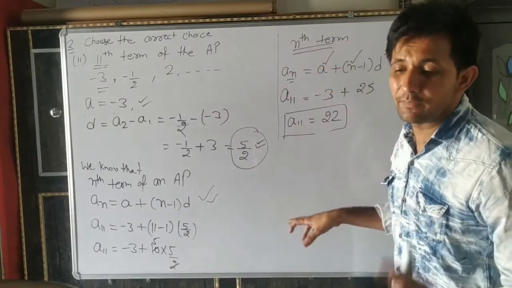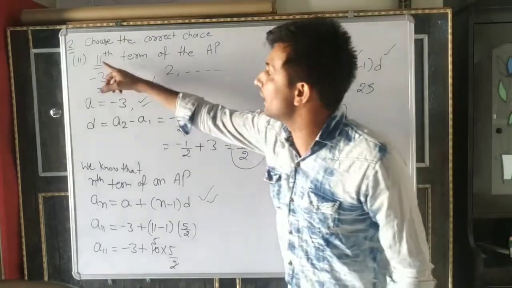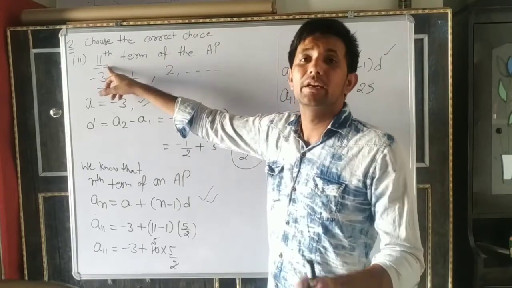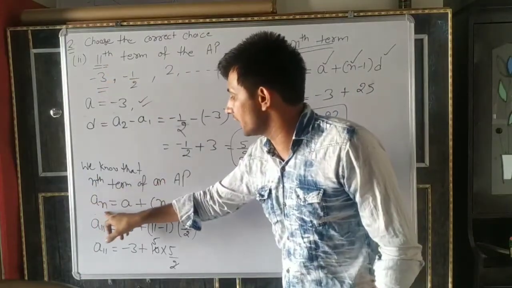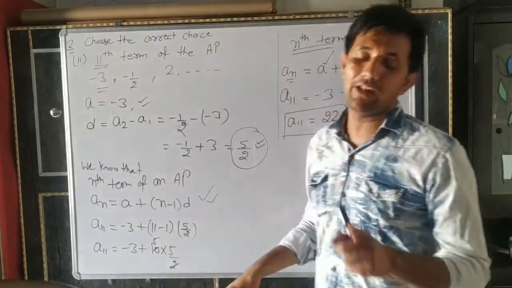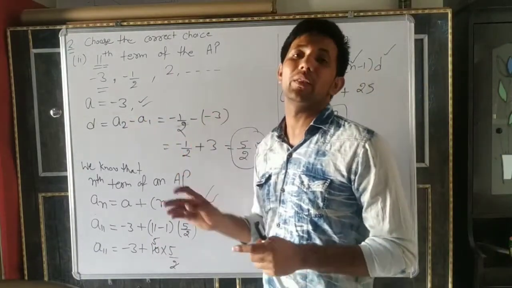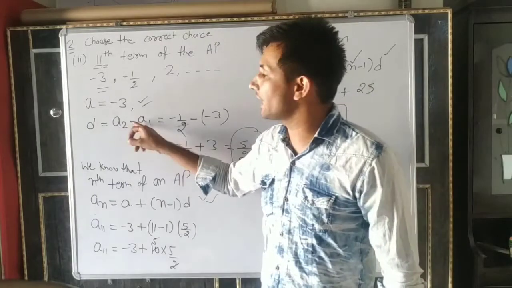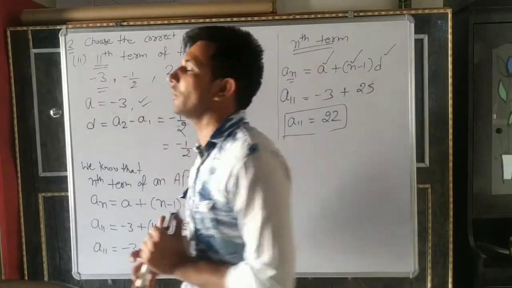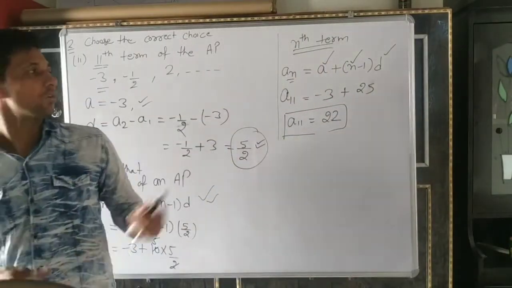Same as it is in the first part. In place of 11, we will write 30, a30. A value we know. D value you can find from the first part. How to find d? a2 minus a1, or you can write a3 minus a2. Any formula you can use. Understand dear? So please note it down.